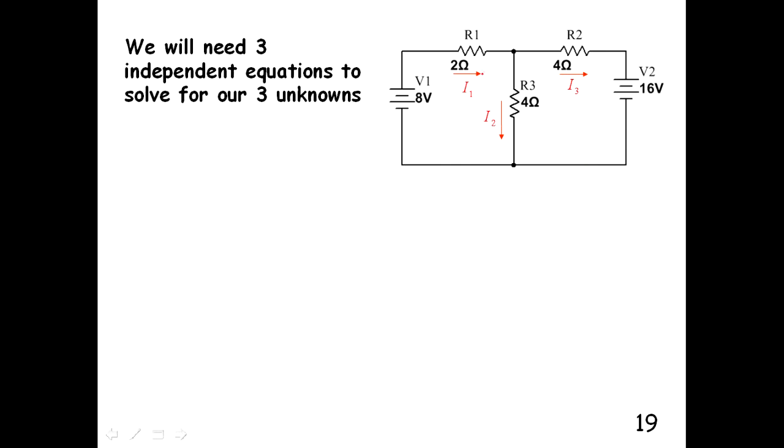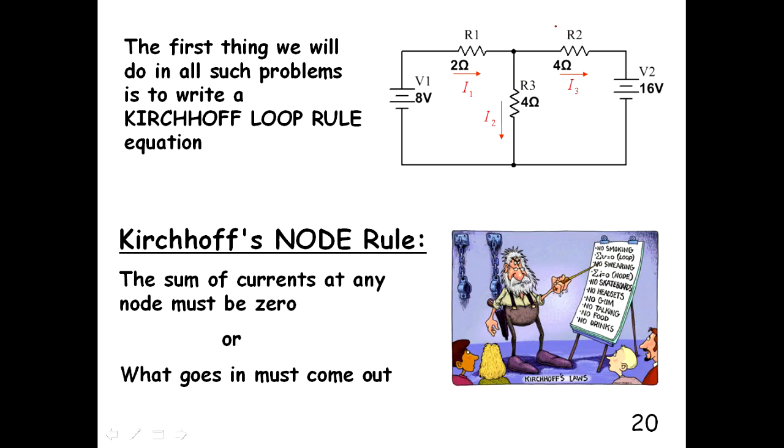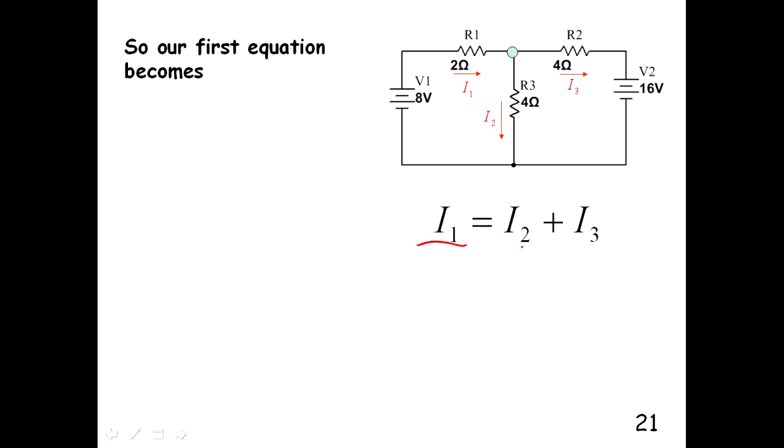Since we have 3 unknowns, we're going to need 3 equations. Well, the first thing we do before we even write a loop equation is we'll use Kirchhoff's node rule to write a node equation because those are much easier to write. And if we look at this node right here, we apply the what goes in must come out principle, and I1 goes in, I2 and I3 are coming out, so I can just say that I1 is equal to I2 plus I3. What goes in equals what comes out.